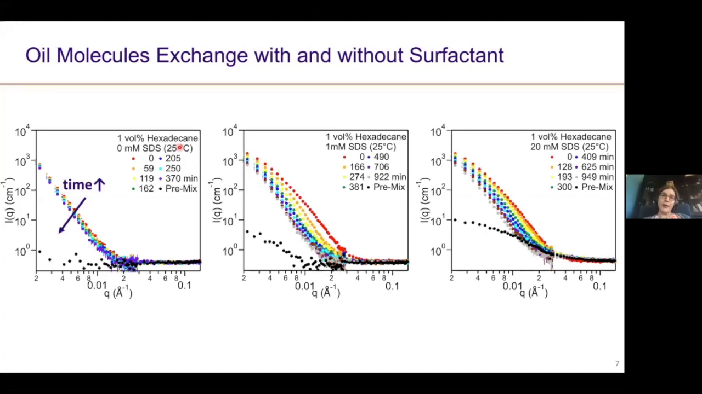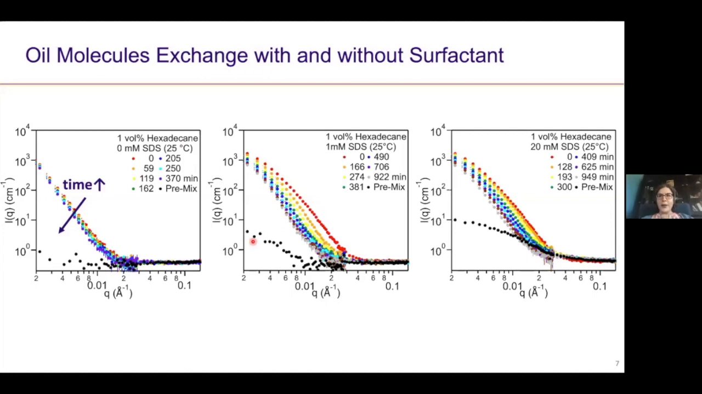Now we're going to stabilize the emulsions and we're going to sonicate them, prepare them in the same way. And this was done with a very standardized procedure. What we see is that the decay now becomes more appreciable. So if we have, for example, 1 millimolar of sodium dodecyl sulfate, which is a standard surfactant that can stabilize emulsion systems, we see that there is a net decrease in the intensity that is appreciably faster than when we don't have any surfactant. I will note that this surfactant was not contrast matched, so this was purely hydrogenated surfactant.